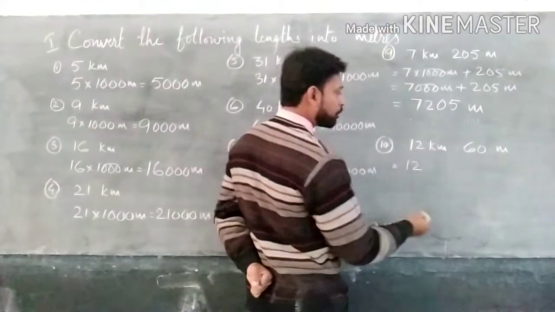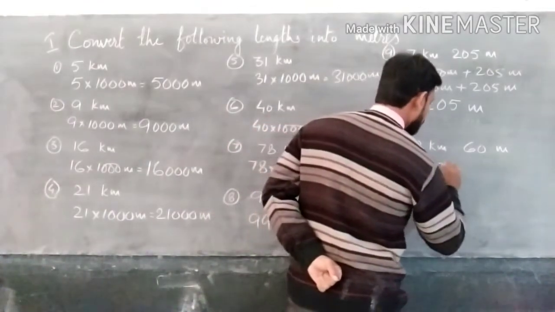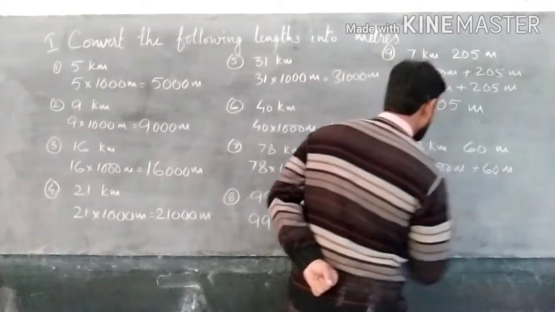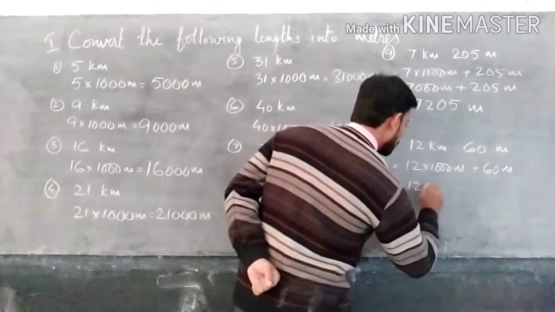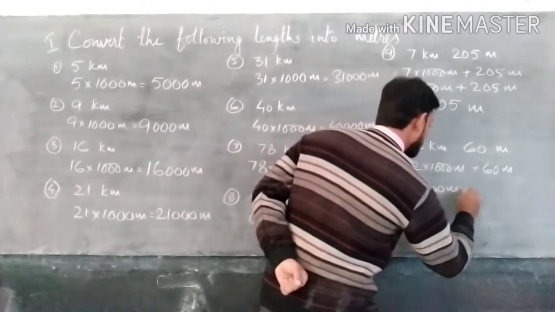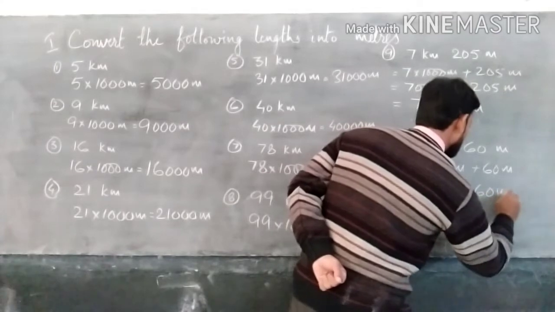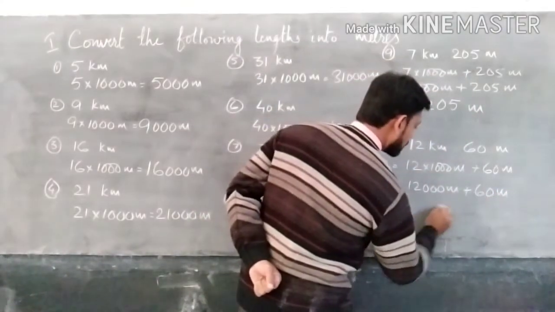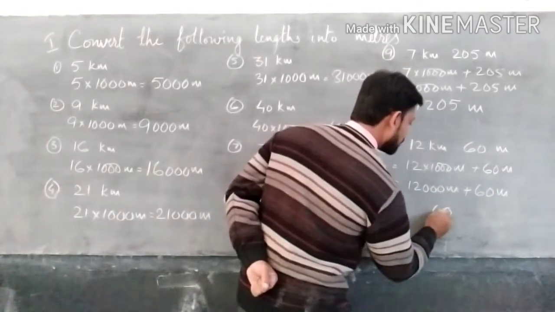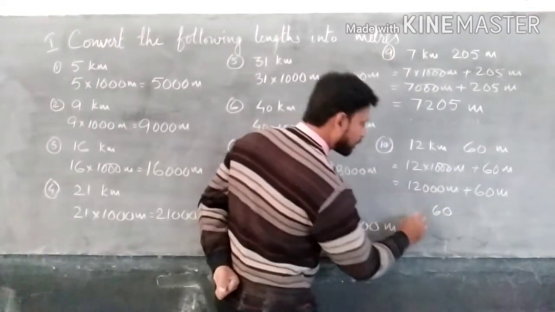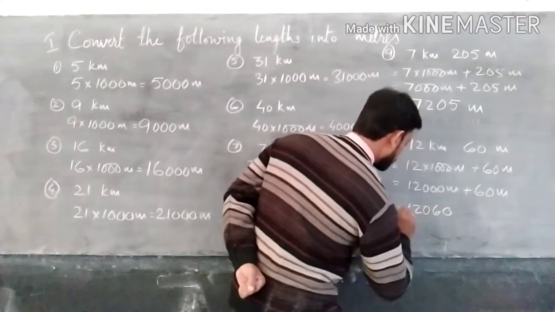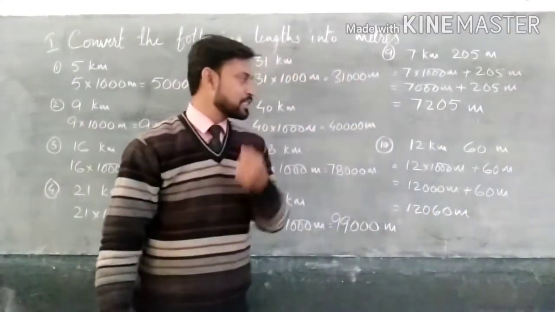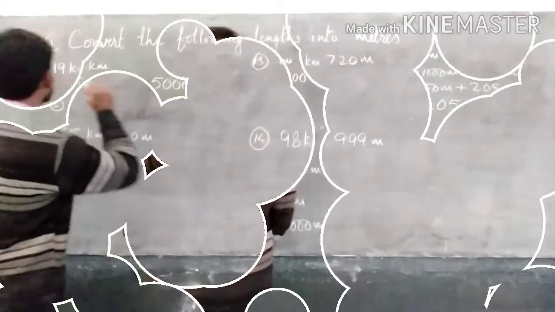Now the next question is to convert this kilometer into meters first. So 12 into 1000 meters plus 60 meters. So this is equal to 12000 meters plus 60 meters. Now 1s with 1s, this is 0, 10s with 10s. Then the rest of the number you will write. So this, 12,060 meters is the answer.